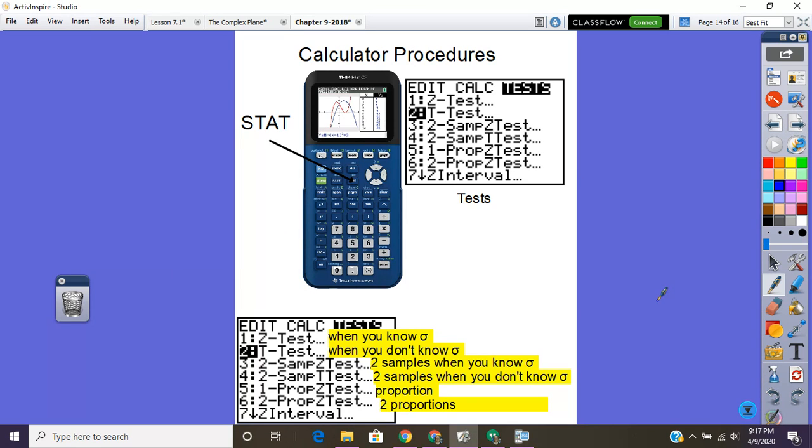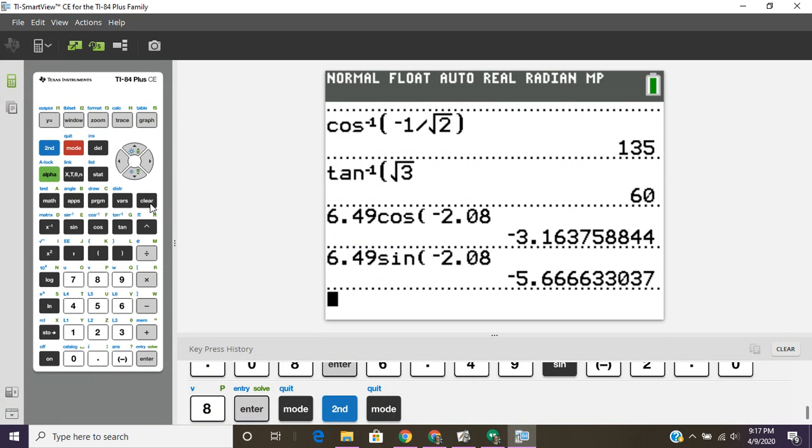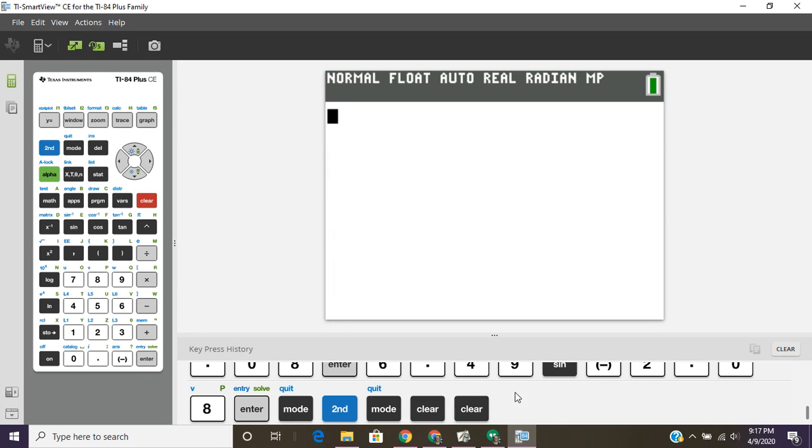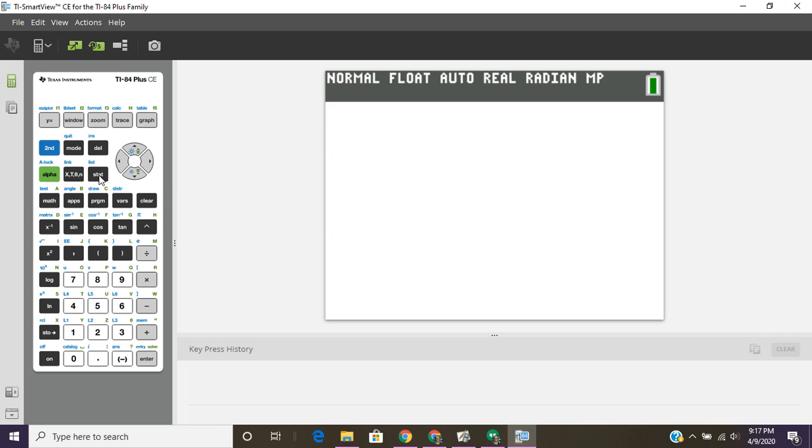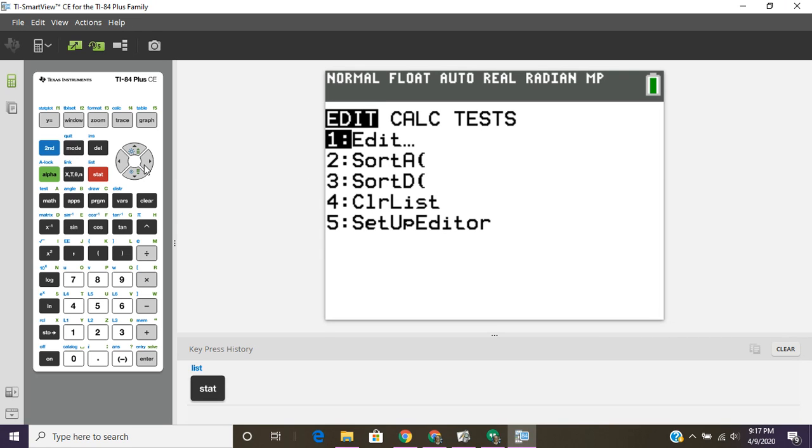This page is going to be huge. The yellow boxes down at the bottom tell you what situation we are in and what test you're going to do. So to get to this, you click Stat. Let's pop up the calculator just so you can see where we're at. If I push Stat, let's clear this out, and then you can see my key sequence. So Stat, and you can see Test over here.